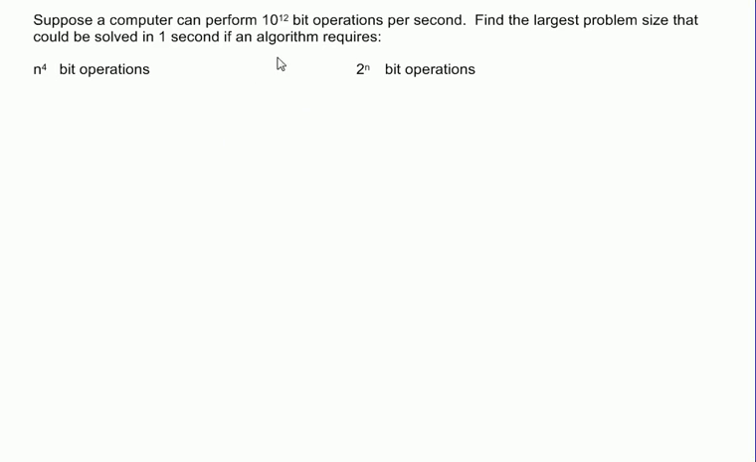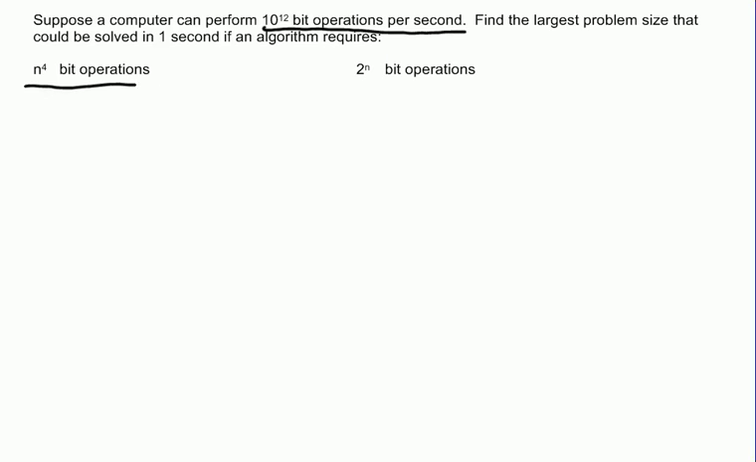We're going to deal with that latter part first. We're going to suppose that a computer can perform 10 to the 12th bit operations per second. So that means in 1 second, you could perform 10 to the 12th bit operations. We want to find the largest problem size that can be solved in 1 second if an algorithm requires a certain number of bit operations. Okay? So in 1 second, we can perform 10 to the 12th bit operations. That's the thing we're starting with here.